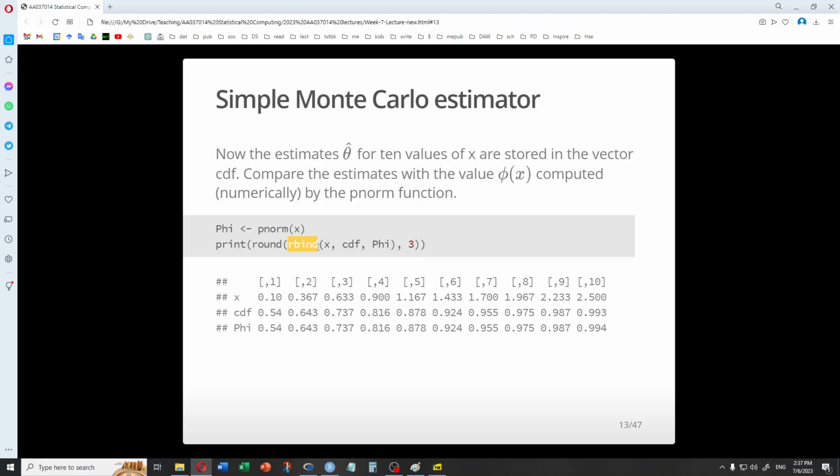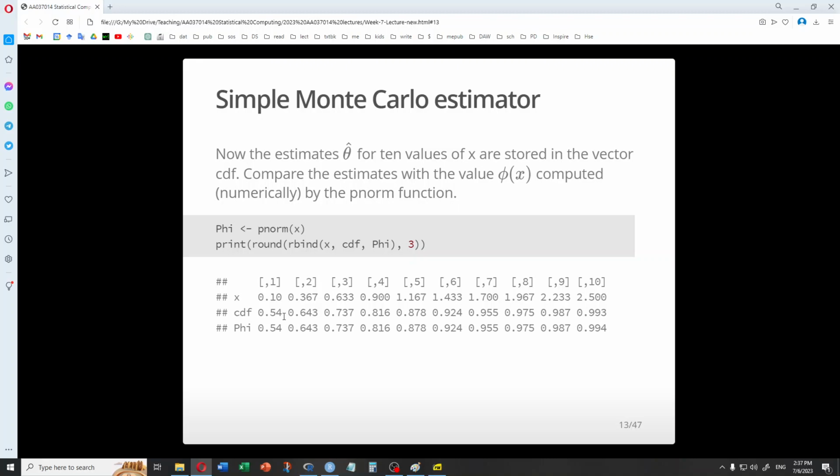And rbind means that this is a row bind, which means that you want to put x, CDF, and phi by row, and each of the different values of x will be a column. And here we use the round function because we want to round all the numbers to 3 decimal places, and we print it out.